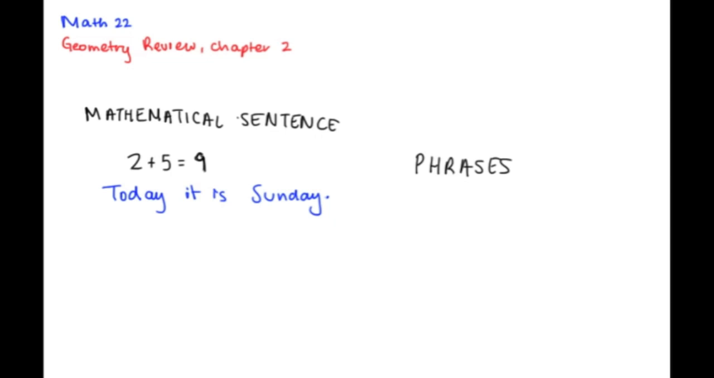And the opposite of this is called a phrase, and it's just part of a sentence. So if I just put, is Sunday, can I determine if it's true or false? I sure can't. What does that even mean? Another example is if I just put 5 plus 2. I have no idea what that means. I don't know if it's true or false. It's just a phrase. It's just part of a sentence.